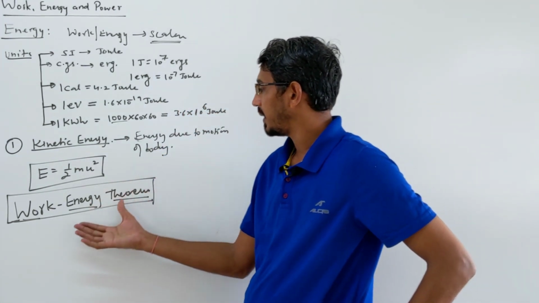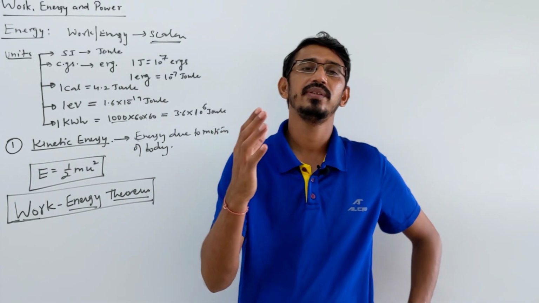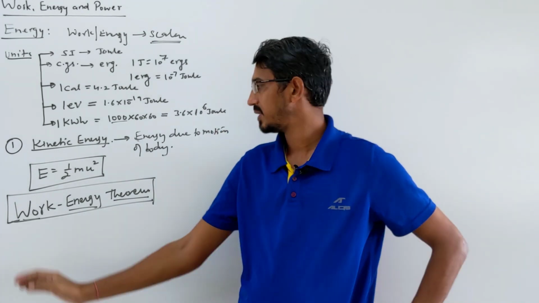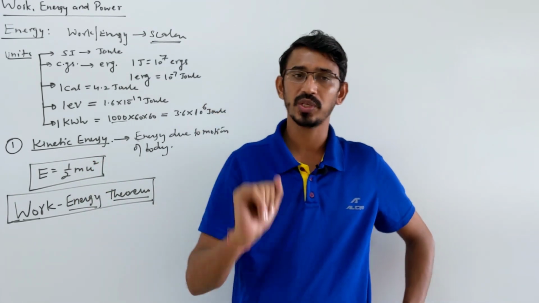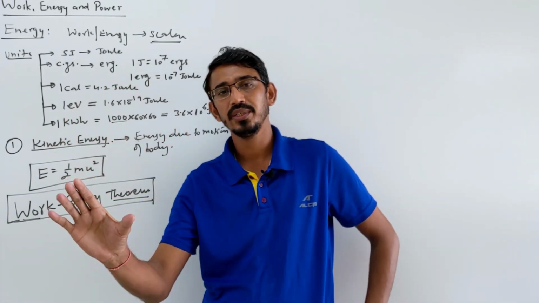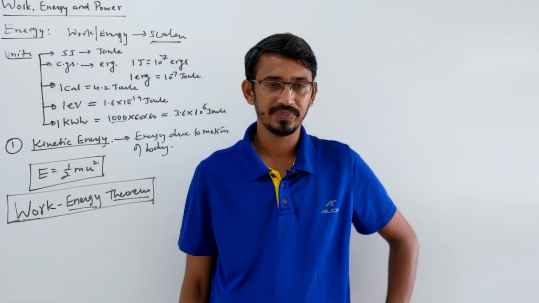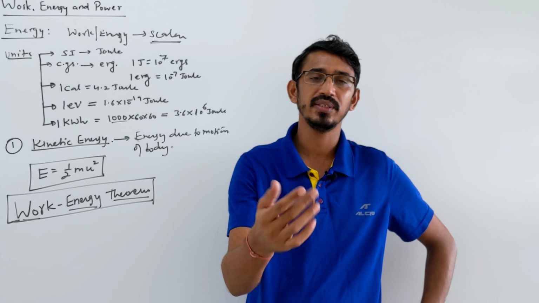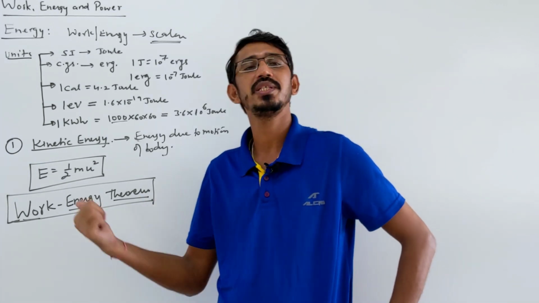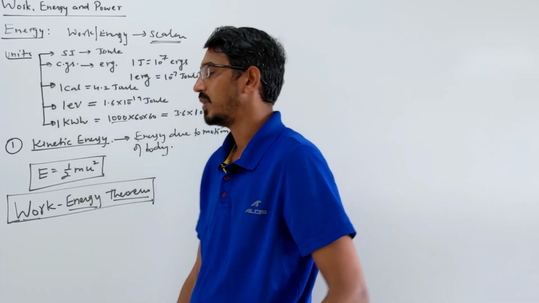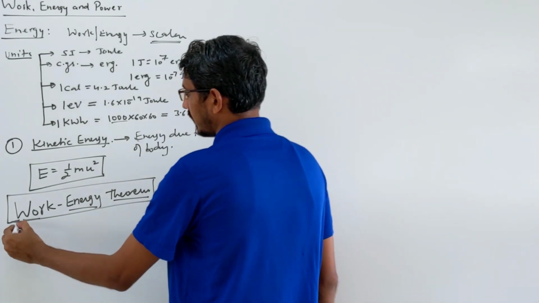The simple meaning of this theorem is that whenever energy is changing, meaning kinetic energy, sometimes it can be potential also, work is always done. And how much work is done? The work done is simply equal to the change in that kinetic energy. So what is the simplest definition of this? I'm writing it in a few words.